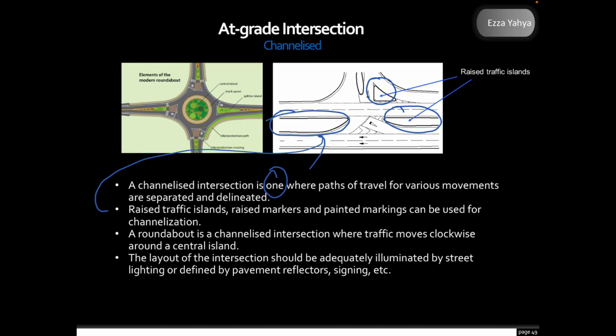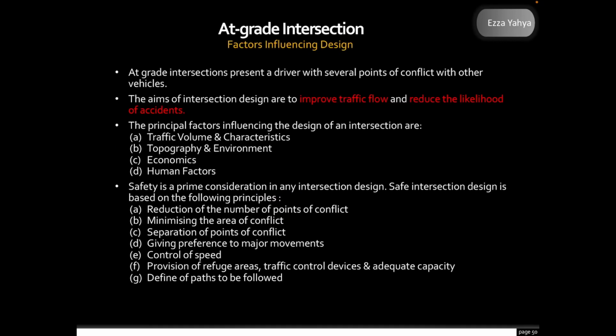Okay, and then a roundabout is a channelized intersection where the traffic moves clockwise. When the movement is clockwise, it is called a roundabout, channelized at the central island. So there is a central island here. The layout of the intersection should be adequately illuminated by street lighting or defined by pavement reflectors, signing, etc. Okay, this is channelized.